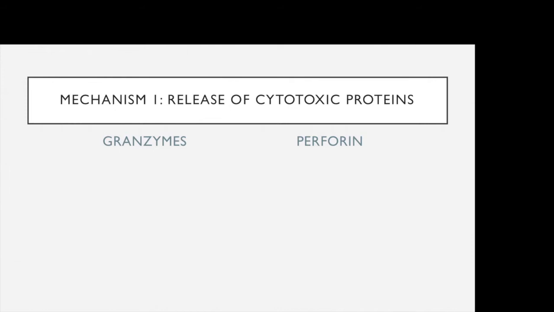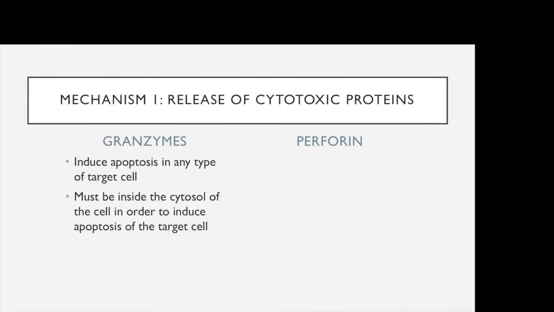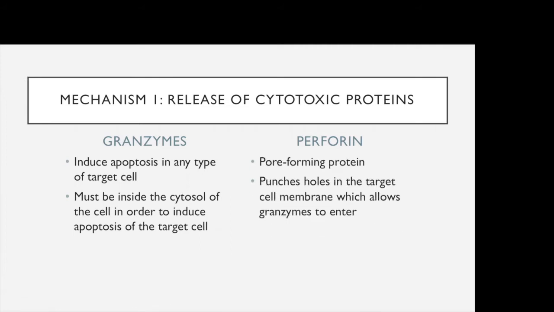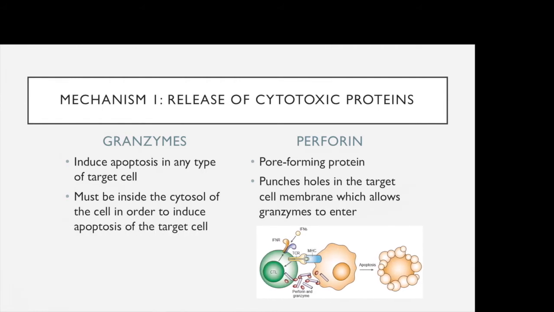First, they release two types of cytotoxic proteins. Granzymes induce apoptosis in any type of target cell. However, they must be inside the cytosol of the cell in order to induce apoptosis of the target cell. The second protein, perforin, is a pore-forming protein. It punches holes in the target cell membrane, which allows the granzymes to enter. This process allows the CTLs to kill practically any type of virus in the cytosol of a cell.